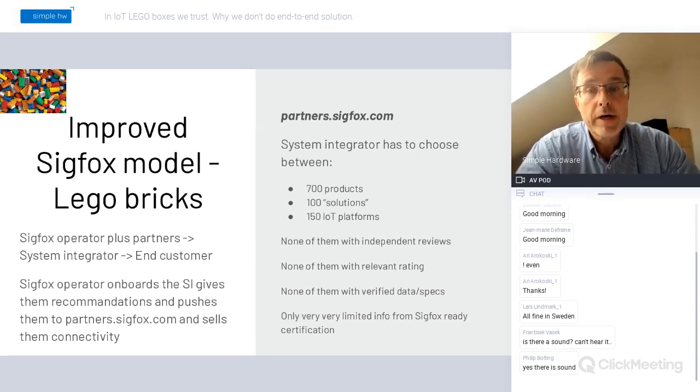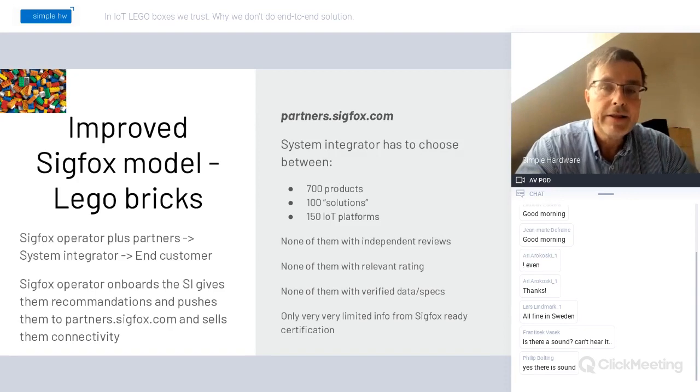There's no rating of the products on partnership.com. And the third one, which is also an important one, is that all the information on partnership.com is just proclaimed by the producers. The information is not verified anyhow. So if you say it's IP68 rated, Sigfox doesn't check whether there's a real IP68 certification for the product or not. So again, even if you have the database, you still need to verify all the information that you find at partnership.com.